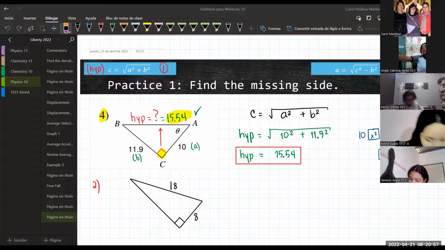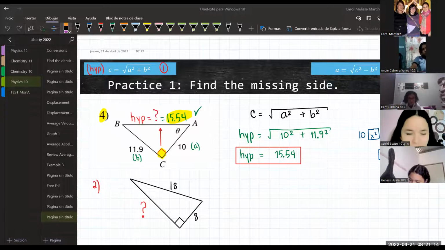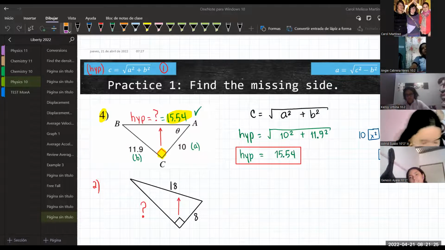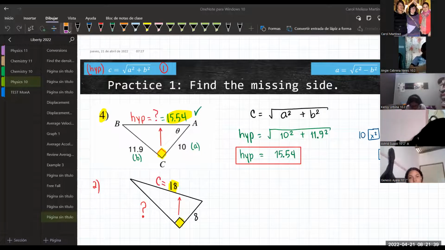Okay? So now we are going to practice with a second example. In this other example, do I need to find a leg or do I need to find a hypotenuse? The hypotenuse. Okay, the hypotenuse is given. Oh, no, no, no. We have to find the leg. Okay, the leg. Yes, this is the hypotenuse. Remember, the hypotenuse is the one that is in front of the right angle. So here, the hypotenuse is already given, okay? C is 18. So I need to find a leg, and you need to focus on finding this leg.